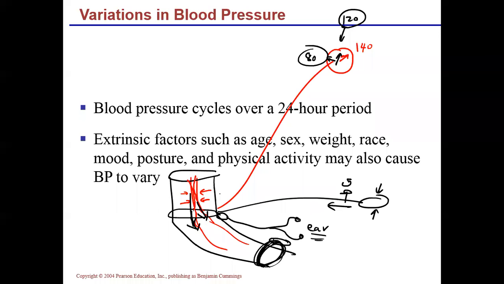Mood, we already discussed sympathetic, parasympathetic activity. Posture, again, sitting down, reclining, different things. Physical activity, all of those. As you can see, there are different factors. These are called extrinsic factors, folks. All right.